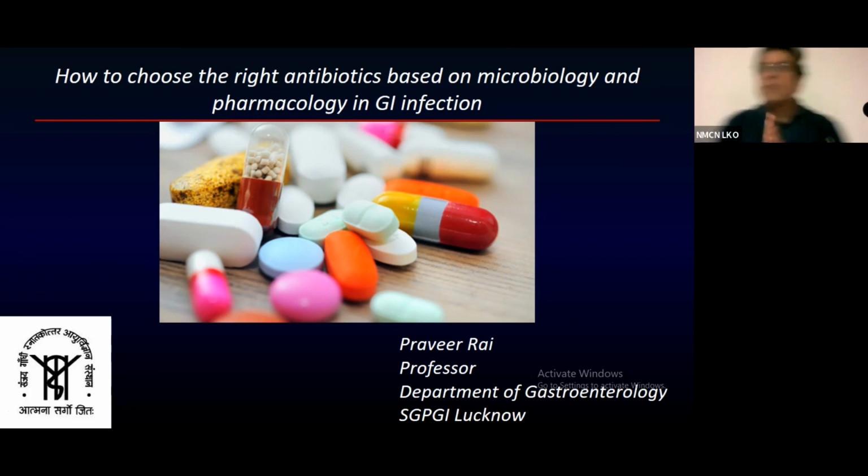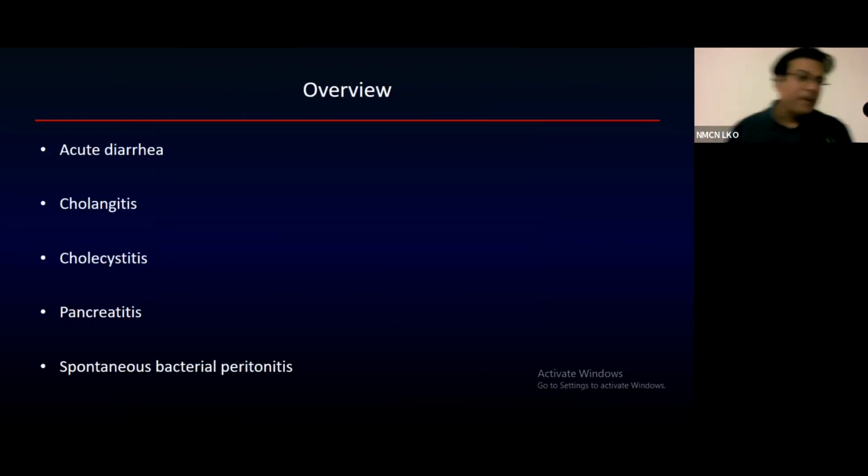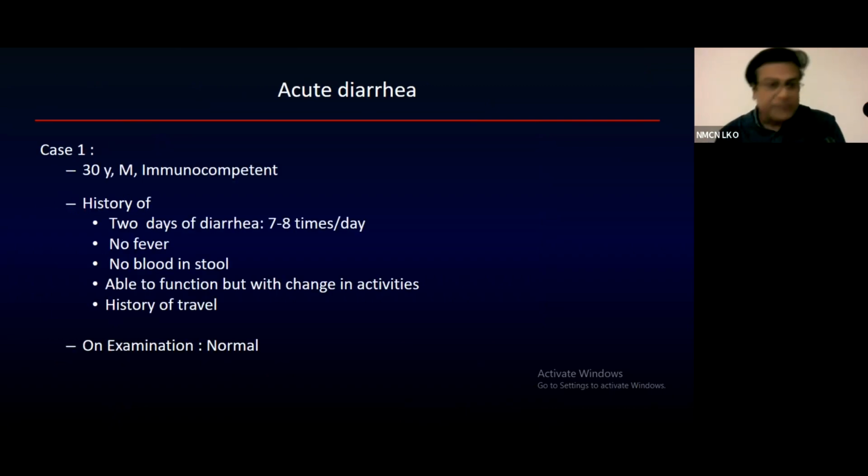So I'll be talking about how to choose the right antibiotic based on microbiology and pharmacology in GI infection. So this is what the topic is. I'll be talking about the very basics of antibiotic selection in the most common GI infections that we face: acute diarrhea, cholangitis, cholecystitis, pancreatitis, spontaneous bacterial peritonitis.